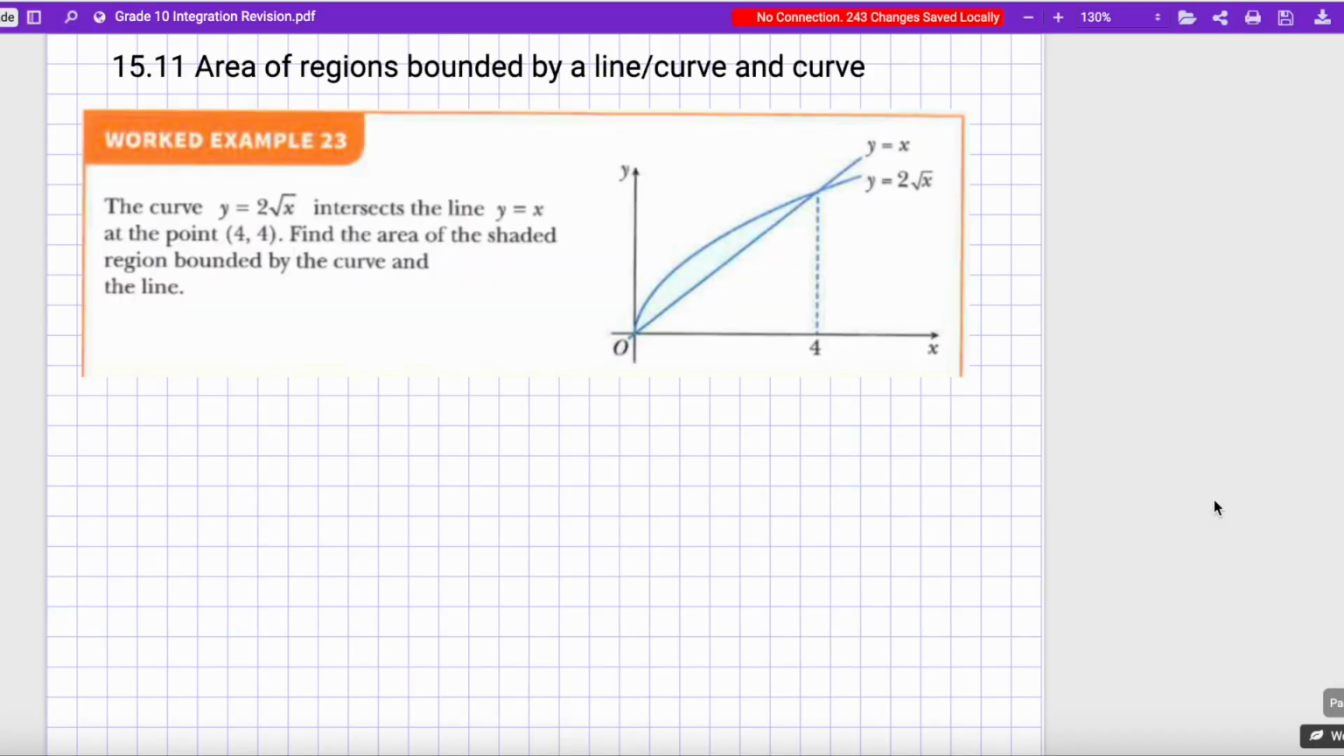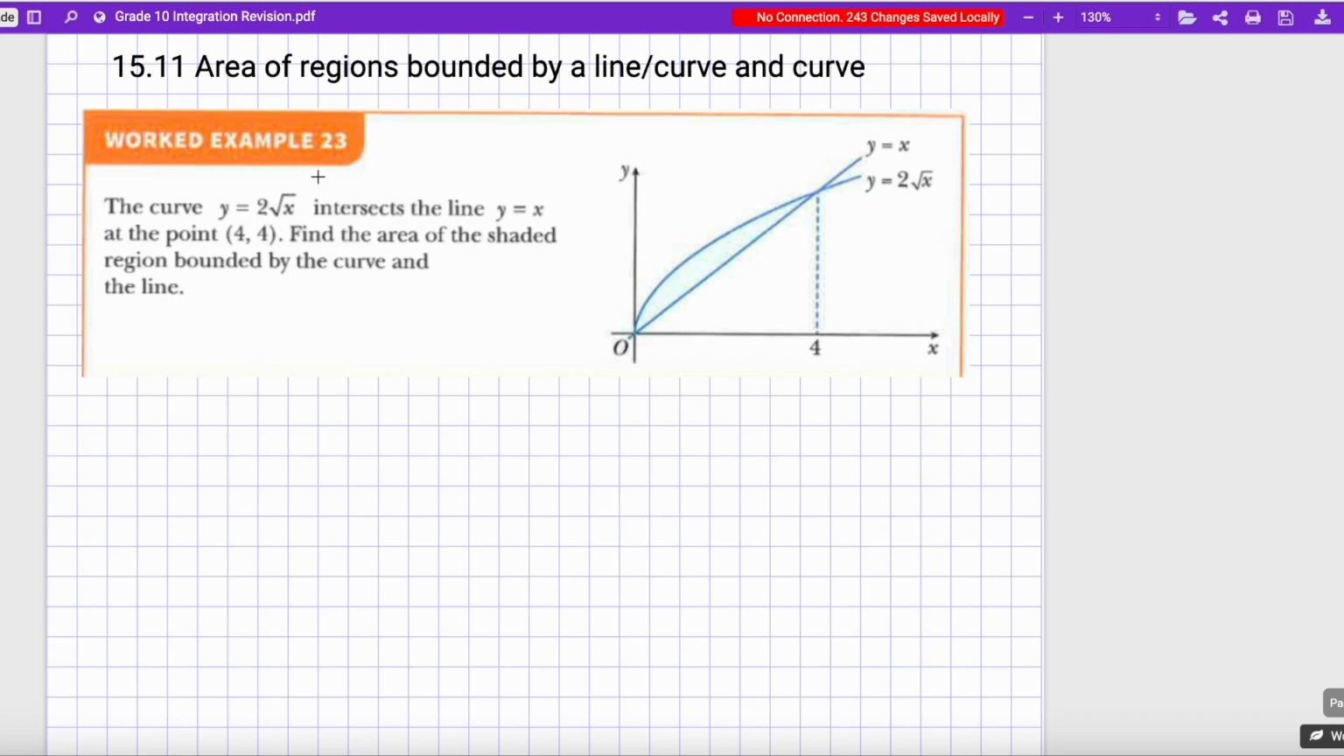11, finding the area of regions bounded by a curve or line and a curve. All right, so let's go through this concept by looking at an example. I think that would really help us to understand and work out questions involving area between regions.